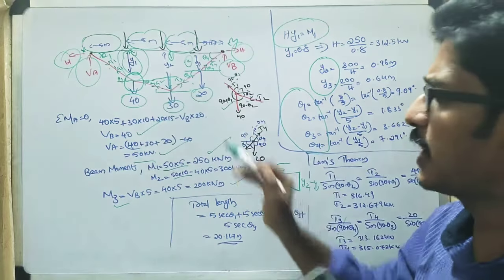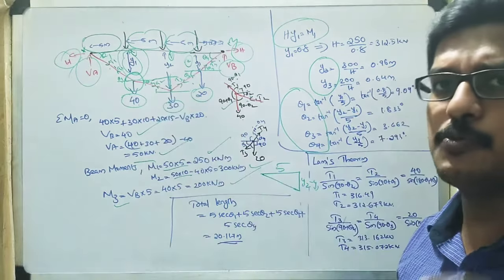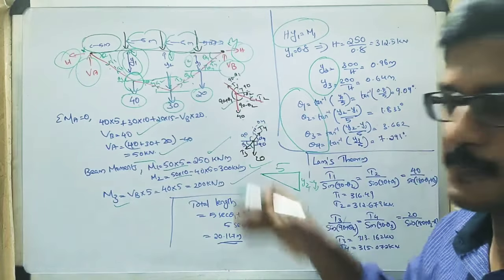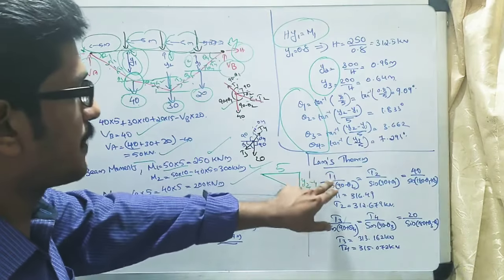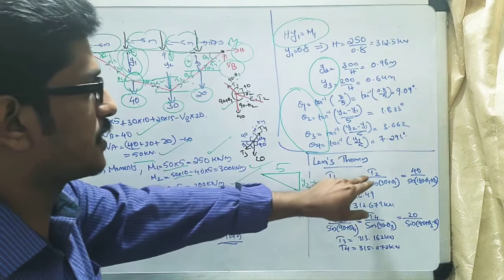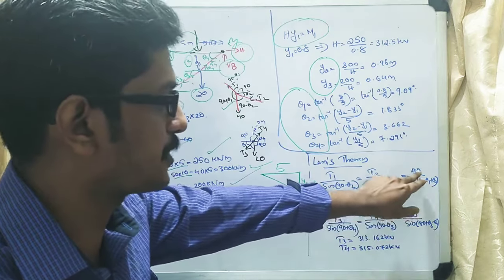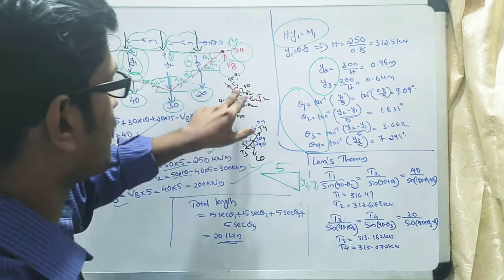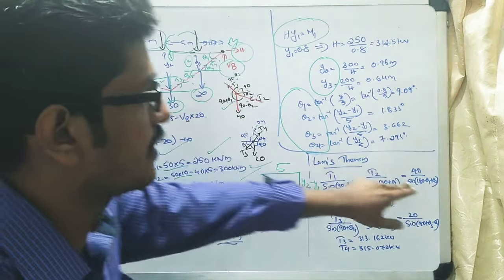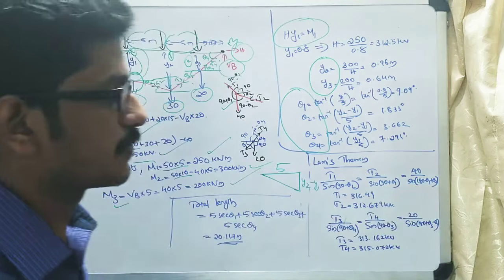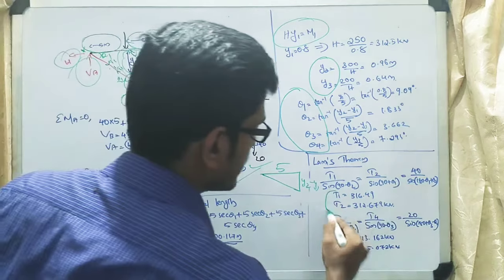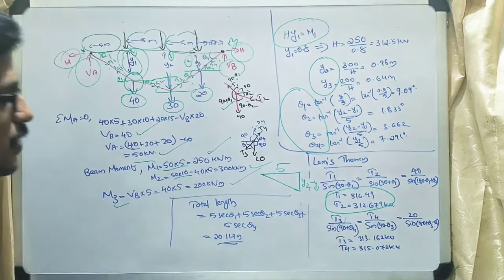Please visualize this figure and do it by yourself. You will get the value. So here Lami's theorem is applied: T1 by sin of 90 minus theta 2, equals T2 by sin of 90 plus theta 1, equals 140 by sin 180. How does 180 come? It is 90 plus 90 minus theta 1 plus theta 2. With these values you will finally get the tension in the cables T1 and T2.